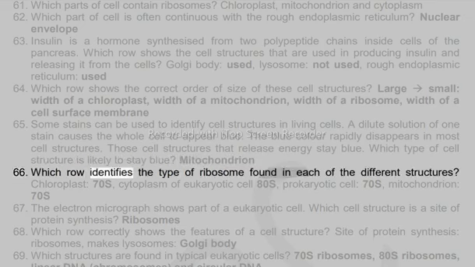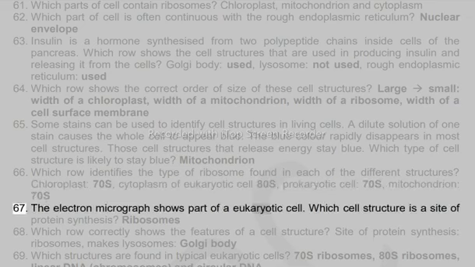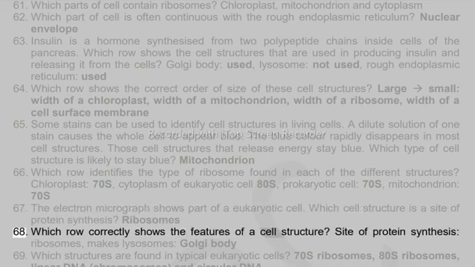66. Which row identifies the type of ribosome found in each of the different structures? Chloroplast, 70S; cytoplasm of eukaryotic cell, 80S; prokaryotic cell, 70S; mitochondrion, 70S. 67. The electron micrograph shows part of a eukaryotic cell. Which cell structure is a site of protein synthesis? Ribosome.